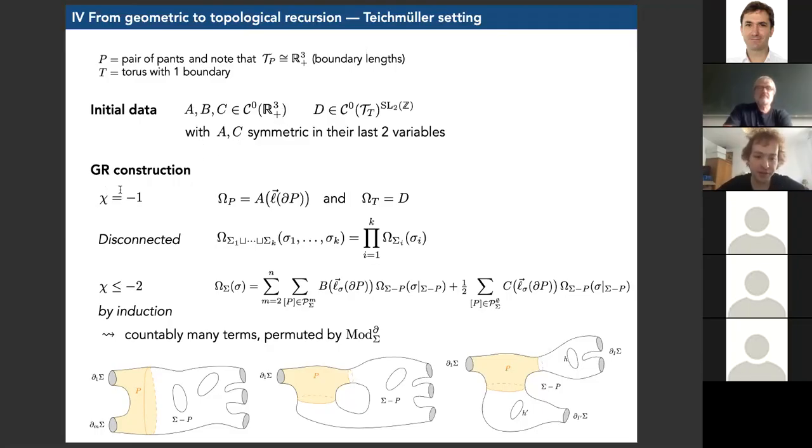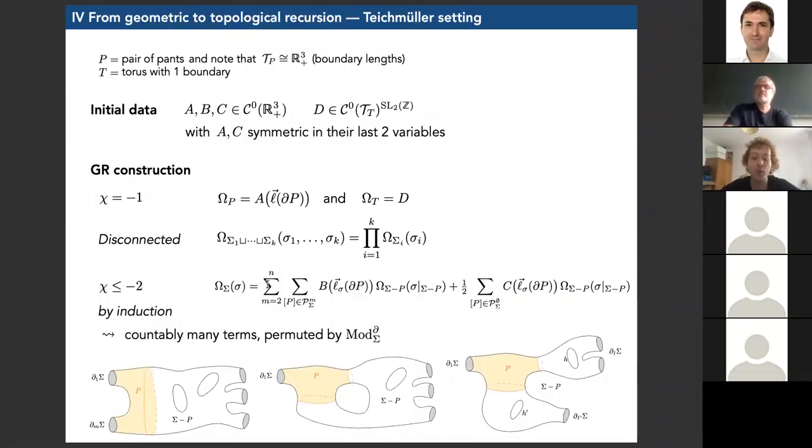The construction consists in saying that for Euler characteristic -1, for omega p, you take the function A. For omega t, you take the function D. If the surface is disconnected, just take the product of the functions coming from the separated Teichmüller spaces. And so then you just need to specify what happens when you have a connected surface, which is not a pair of pants and not a torus.